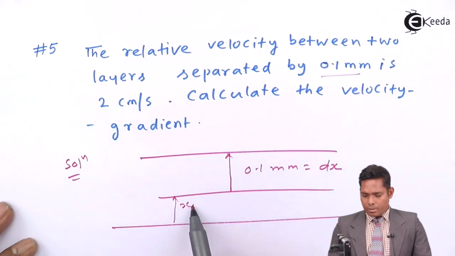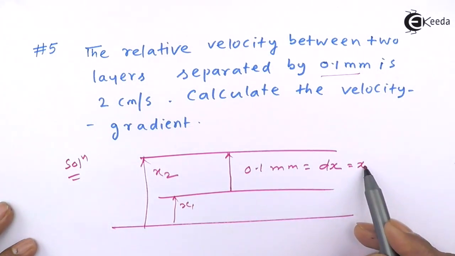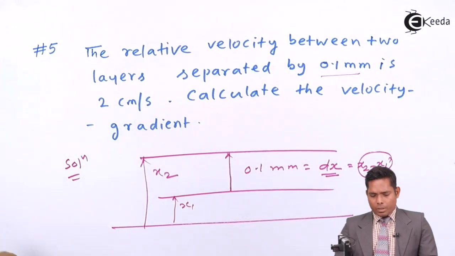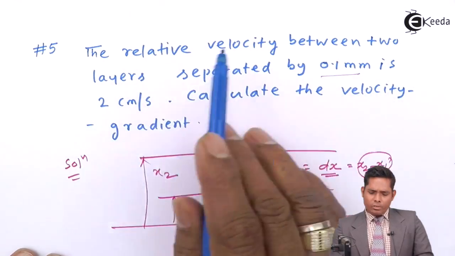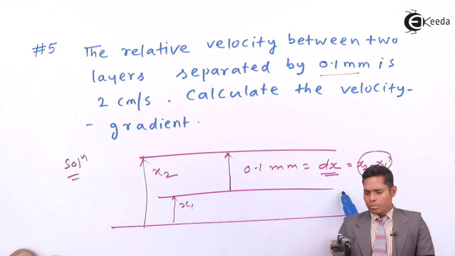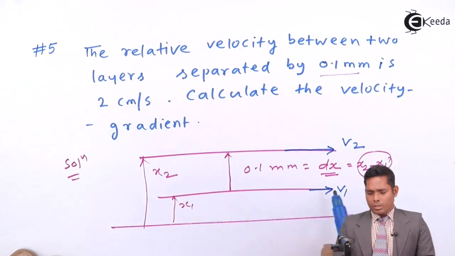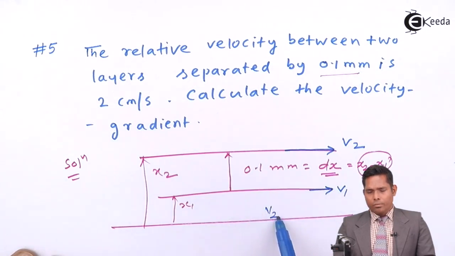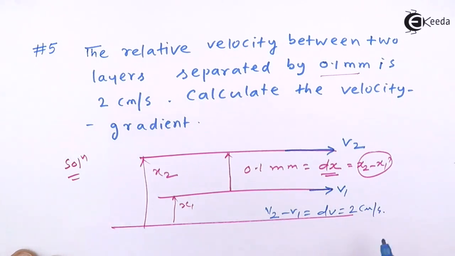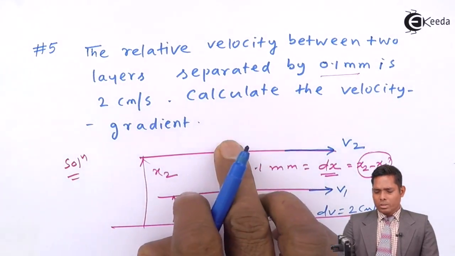From any origin, if I consider this as x1, this as x2, then this dx is x2 minus x1, which is 0.1 mm. The relative velocity between the layers is 2 centimeter per second. That means if this layer is moving with velocity v1 and this is moving with velocity v2, then what is given is v2 minus v1 equals dv equals 2 centimeter per second.